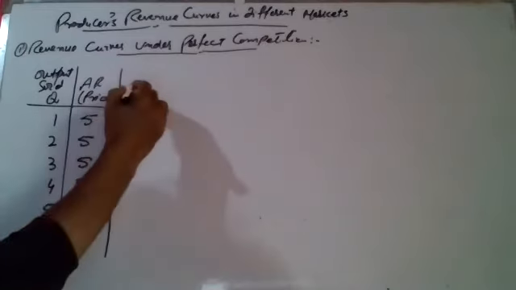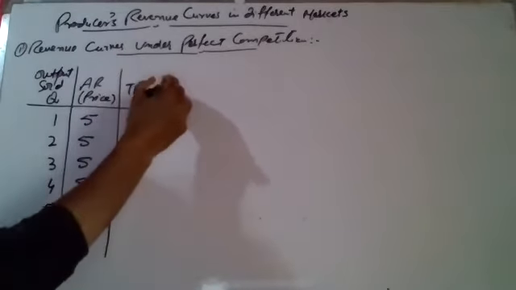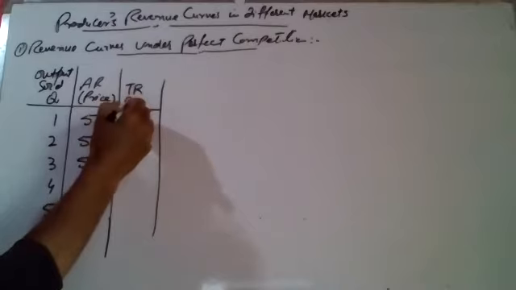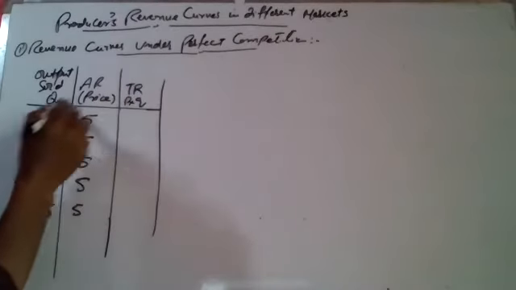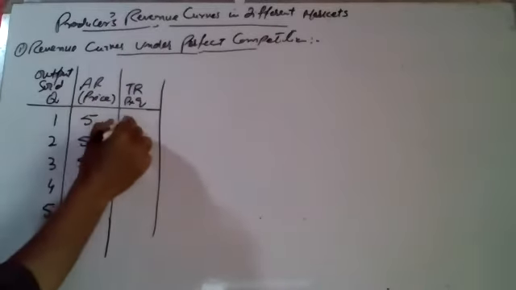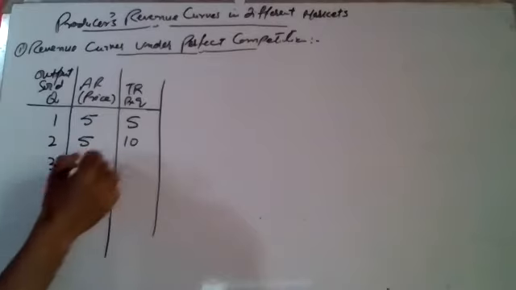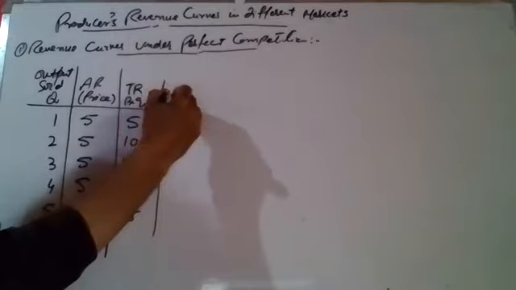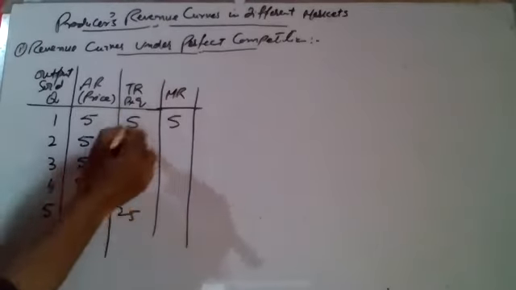We can calculate the total revenue. What is total revenue here? The total revenue is P multiplied by Q. This is P. 5 times 1 is 5. 5 times 2 is 10. 5 times 3 is 15. 5 times 4 is 20. 5 times 5 is 25. And the marginal revenue is here 5.